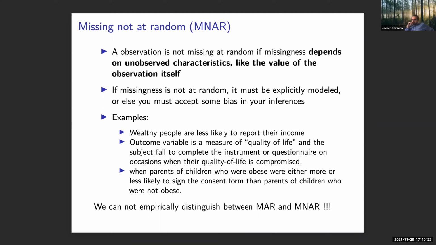And so missing not at random is an observation that is not missing at random if the missingness depends on unobserved characteristics like the value of the observation itself. So if you have an observation and it would, for example, mean, and the example here is good, that wealthy people are less likely to report their income.